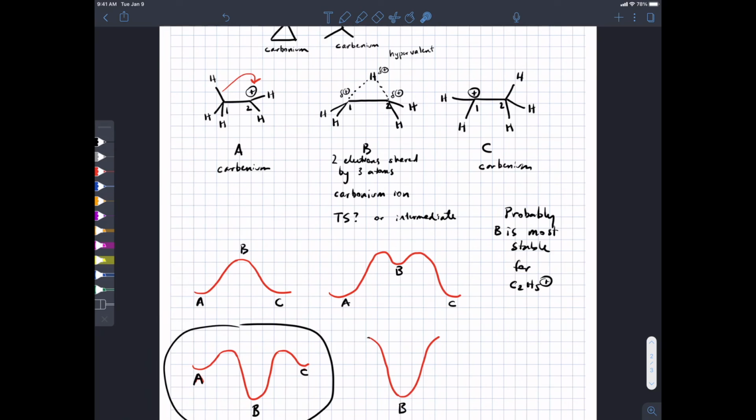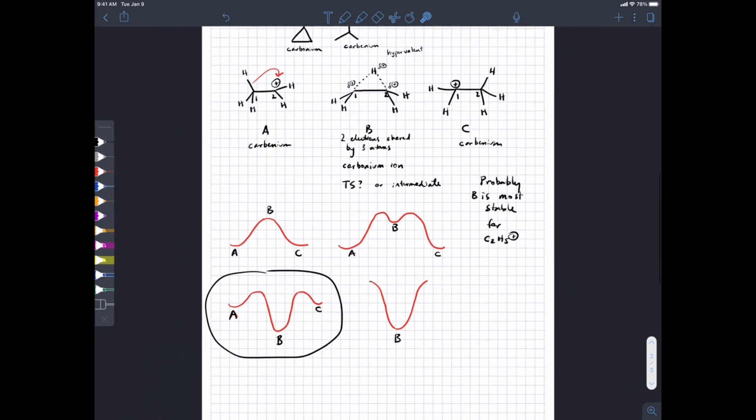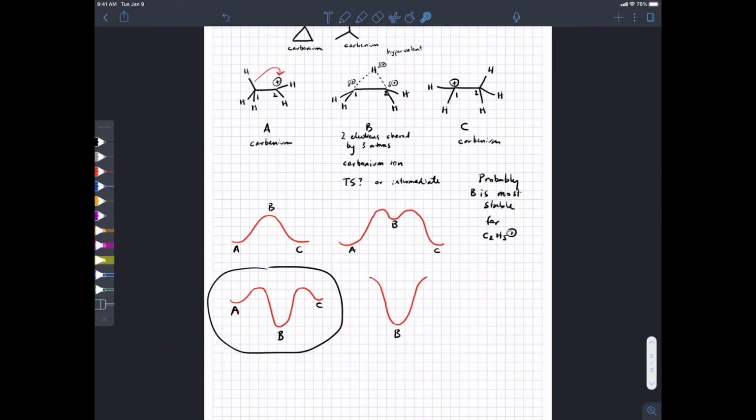Yeah. So does that mean for the energy diagram that you just circled, if we're thinking that B is more stable, then we're looking at it as an intermediate and not a transition state? That's right. If B is the most stable one, it's not a transition state, it's the intermediate. And actually, it's not even the intermediate, it's the starting material / product. Okay.